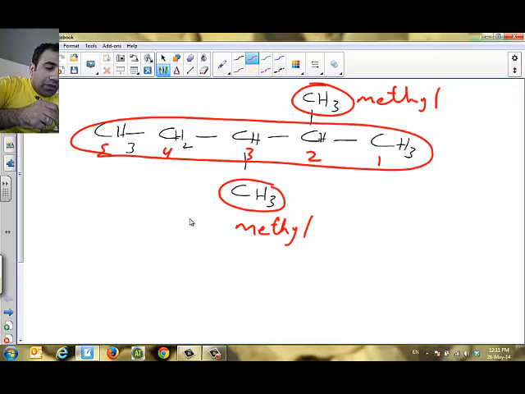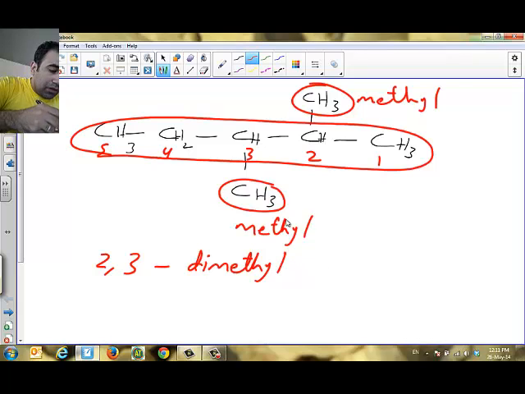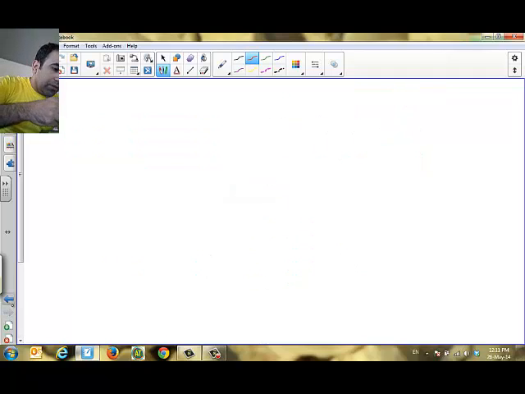So now we have 2, 3 dimethyl, and the longest chain is pentane. Another example.